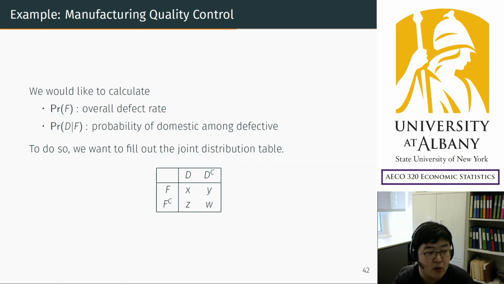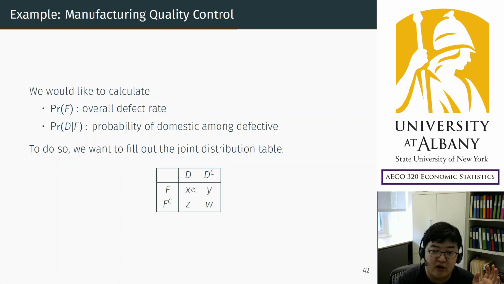So that is what we are going to do. We are starting from the conditional probabilities and calculating other unknown probabilities. In the end, the simplest, most fundamental way to answer those questions is to recover the full probability distribution table.